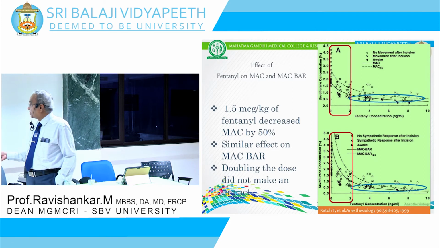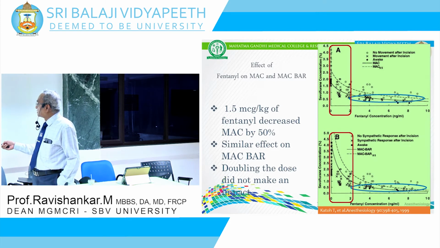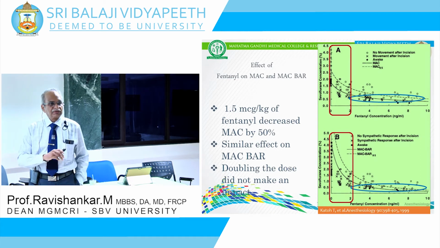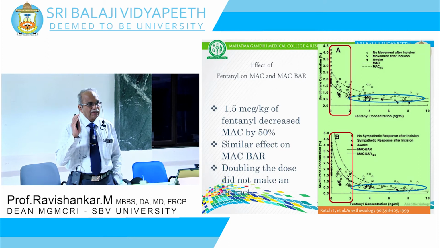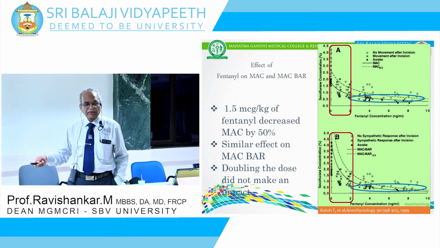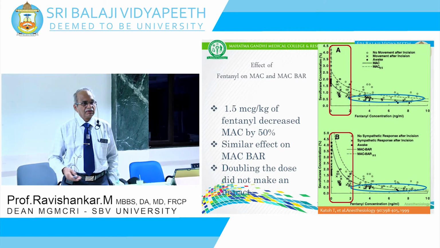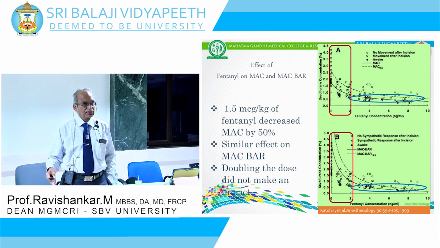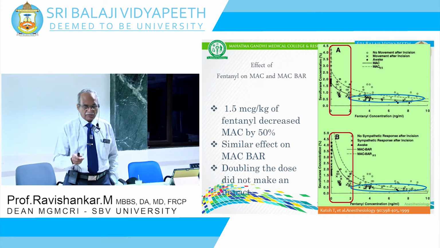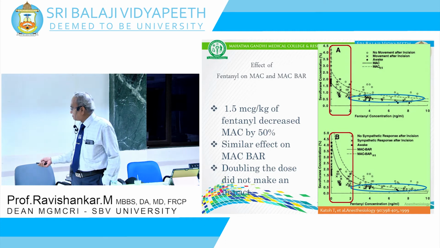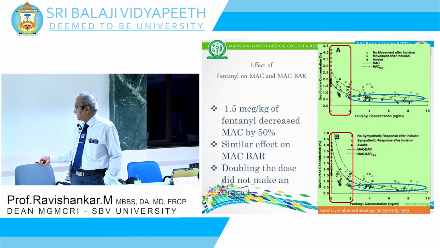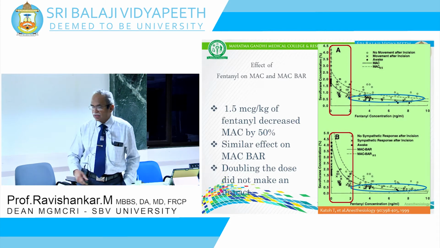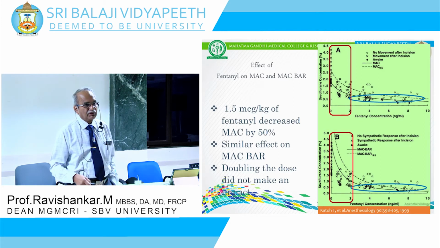So they increased the fentanyl concentration to 4, 6, 8, but there is a plateau and no further reduction in the MAC that is required. So you can bring it down by about 50%, not more than that. We cannot produce a total anesthesia with narcotic agents. Similarly for MAC bar it is the same. The ceiling effect, and doubling the dose did not make an impact on the MAC.